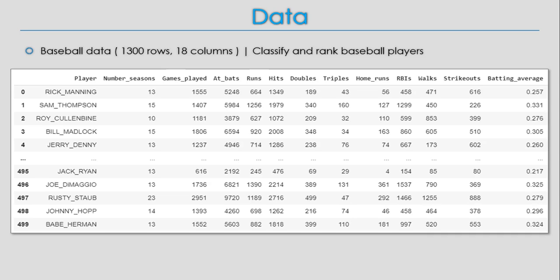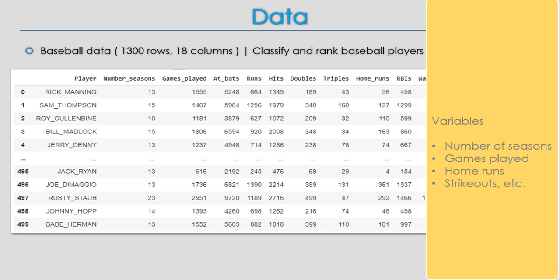Next, we walk you through a demo of Gaggle showing how users can classify and rank data. For the demo, consider the baseball dataset containing 1,300 baseball players and 18 variables such as number of seasons, games played, home runs, strikeouts, etc. The user intends to explore the data to categorize the baseball players.